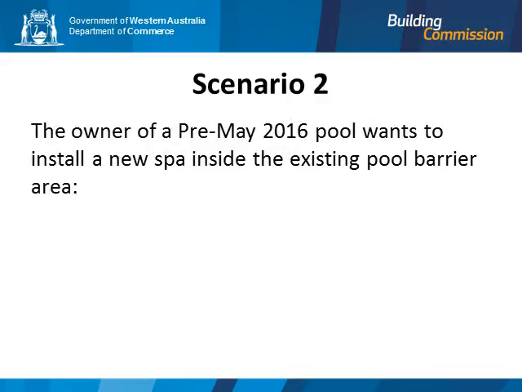Scenario 2. The owner of a pre-May 2016 pool wants to install a new spa inside the existing pool barrier area. What is required? The first step is to get a building permit for both the spa and the pool barriers. Both can be on the same permit, or they may be on separate permits. Even though the pool barriers are existing, where changes need to occur in order to achieve compliance with the post-May 2016 requirements, these need to be addressed in a building permit.